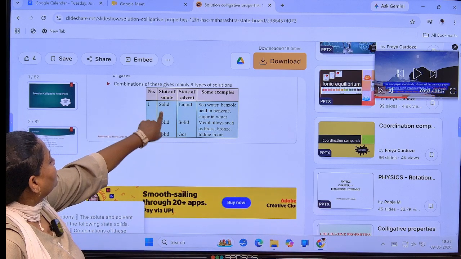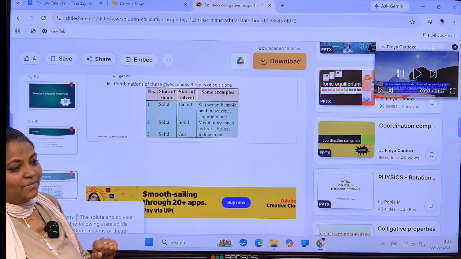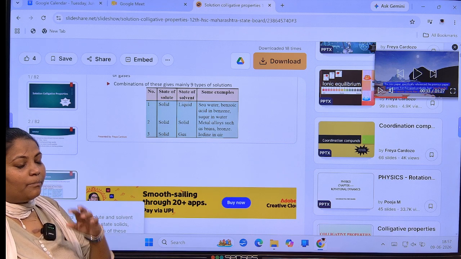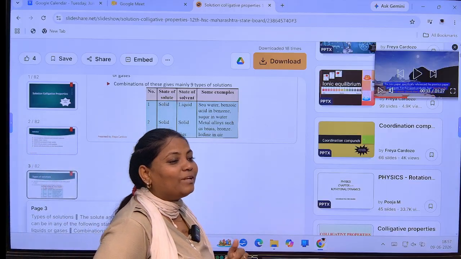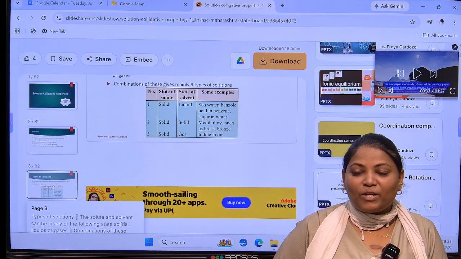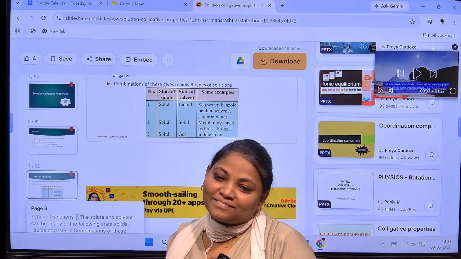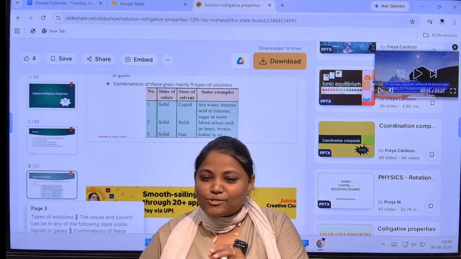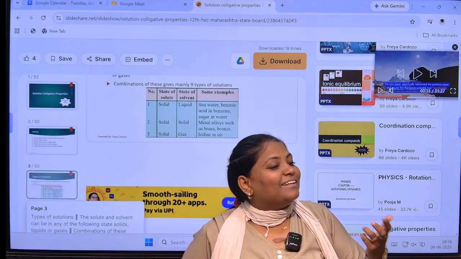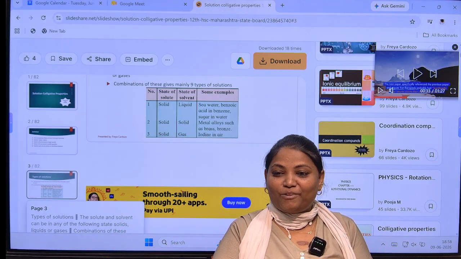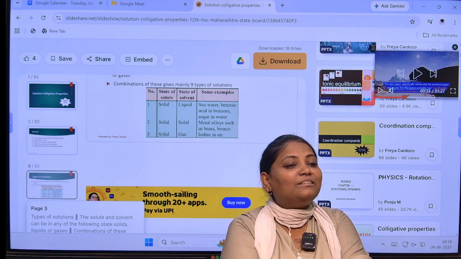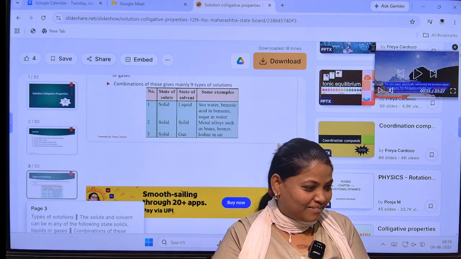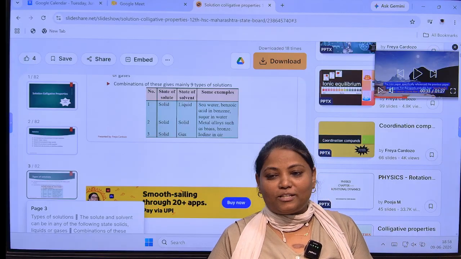Now here both solute and solvent are in the solid state. I'll give you an example. How many of you like sandwich chutney? When we are making sandwich, I am much into day-to-day life, so you'll understand, though it is not a solution. When we are making the chutney, we make it a little thick, and then we are able to spread it over the bread, which is in the solid state.